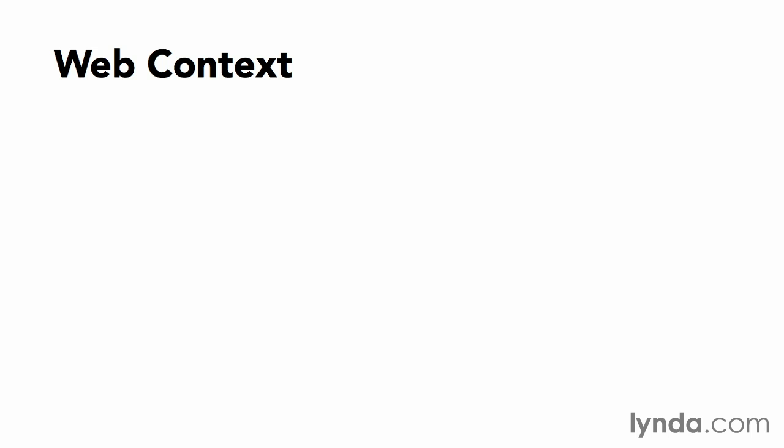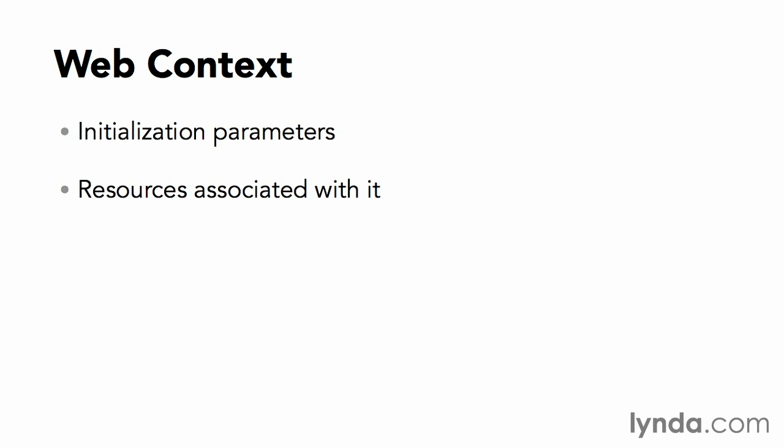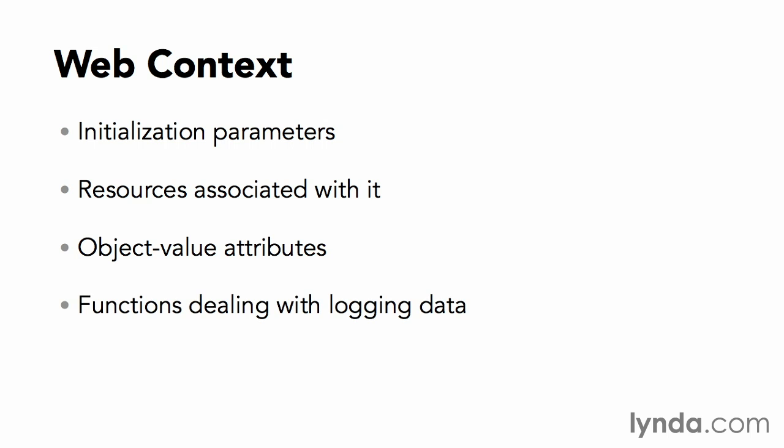Each web context has four basic parts: the initialization parameters, the resources associated with it, its object-valued attributes, and its functions dealing with logging data. The implementation of the web context is designed to provide access to each of these pieces of information. Let's take a look at each of these parts and what they entail.